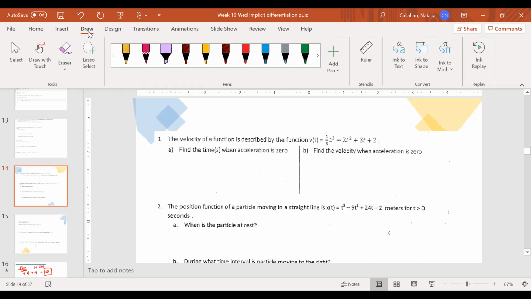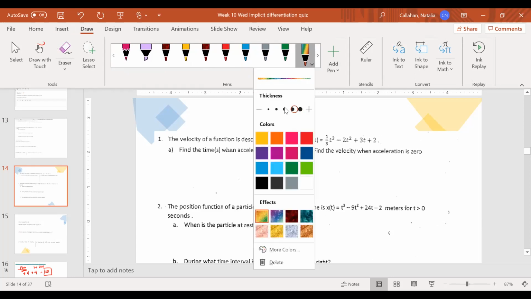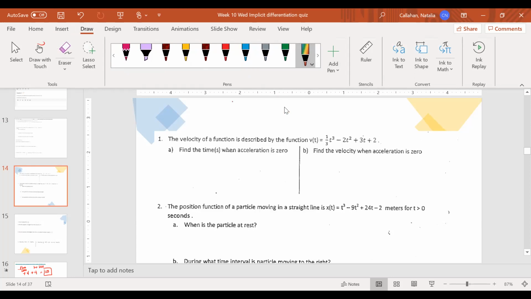Let's see, draw. My kids got me really addicted to all these crazy colors on PowerPoint that you can actually draw with, like rainbow colors. It looks like a unicorn is drawing on your paper.